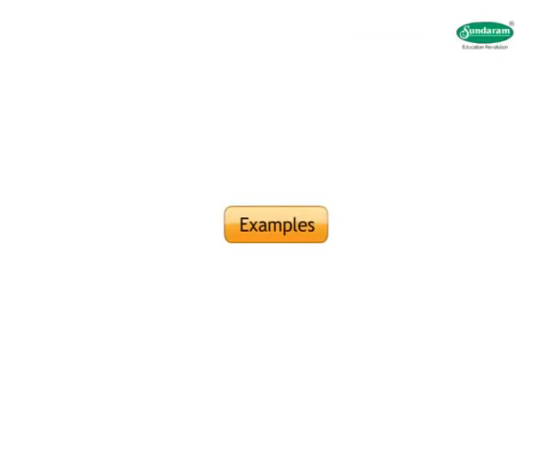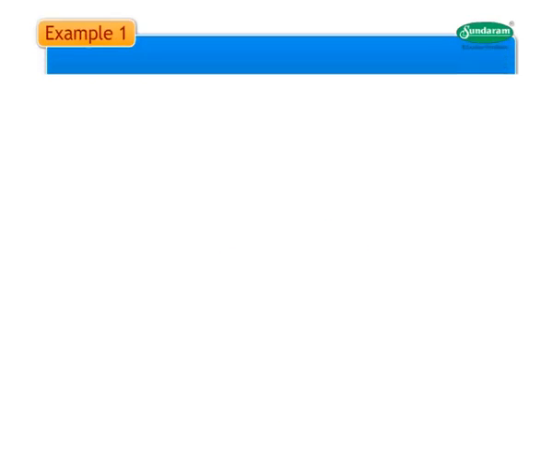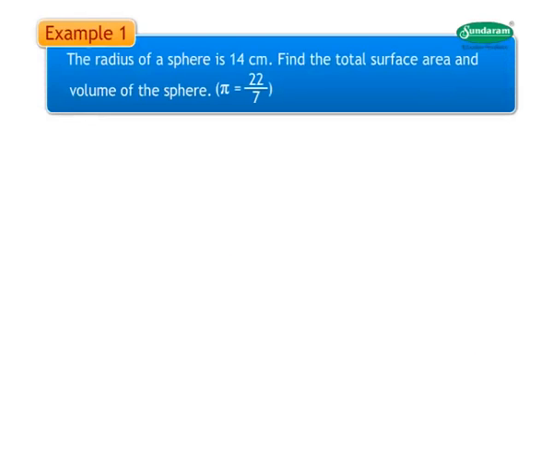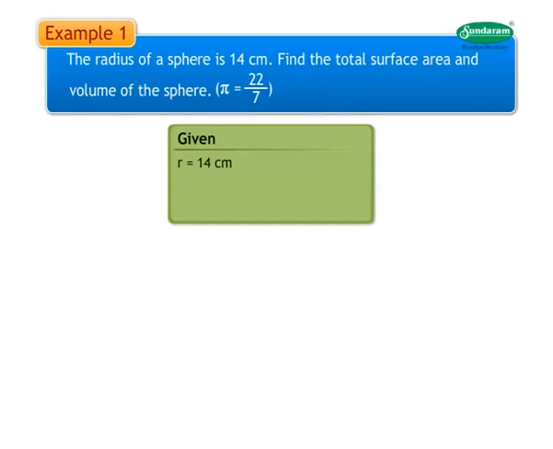Let us solve a few examples. Example 1. The radius of a sphere is 14 centimeters. Find the total surface area and volume of the sphere. Pi is equal to 22 upon 7. Given r is equal to 14 centimeters. To find total surface area and volume.